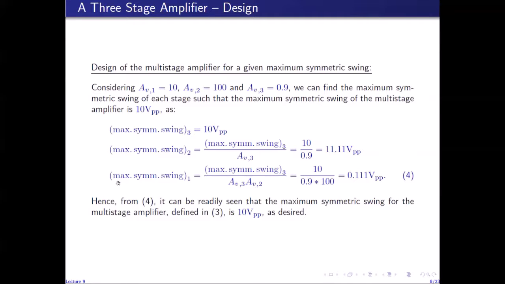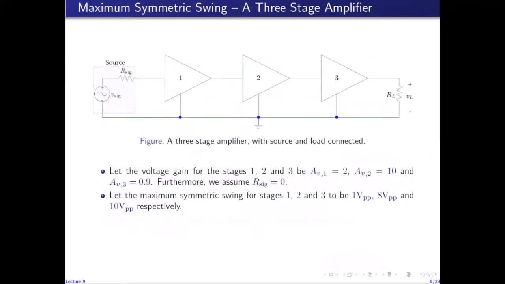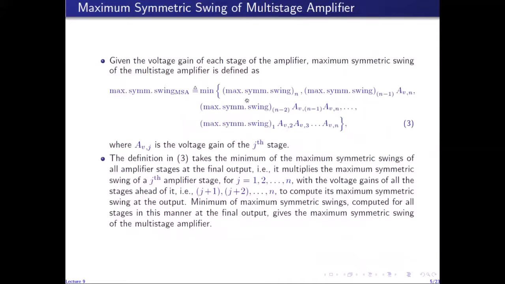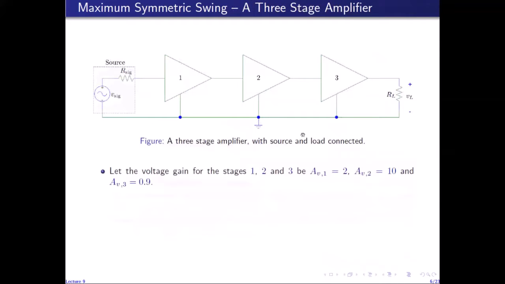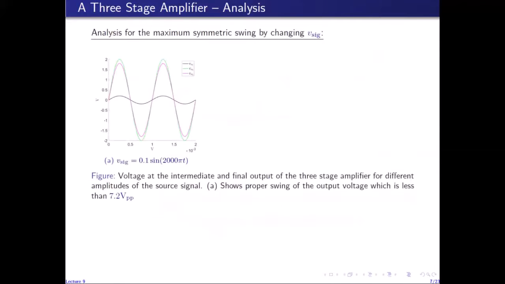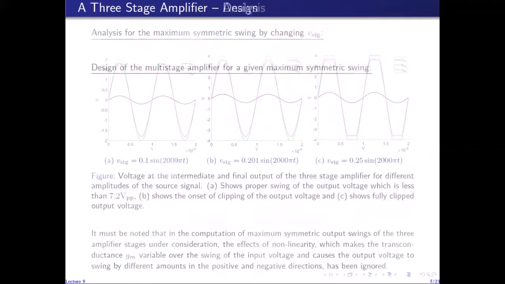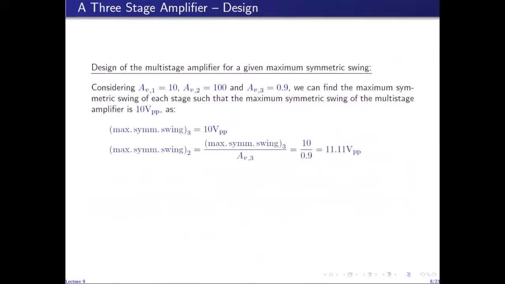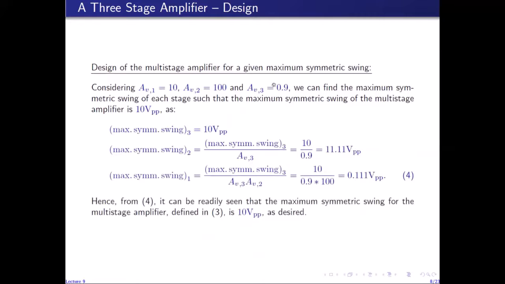And then the third quantity was maximum symmetric swing of the first stage times the gain of the second stage and the gain of the third stage. So this is again this value multiplied with this, equal to 10 volts peak to peak. So for this particular example, all of these terms in the definition are equal to 10 volts peak to peak, and hence the minimum is equal to 10 volts peak to peak. So this is one way of designing the individual stages for the maximum symmetric swing, given the constraint on the maximum symmetric swing of the overall multi-stage amplifier.